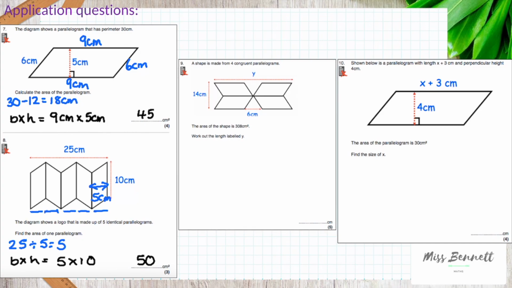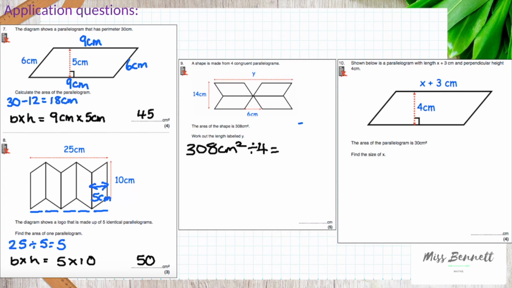On to the third question. A shape is made from 4 congruent parallelograms. This tells us that all the shapes are the same size, they all have the same size measurements. The area of the shape is 308 centimetres squared. Work out the length labelled y. If we know the whole area is 308 and that 4 of them are making up this, then what I can do is take the whole area of the shape and share it between the 4 shapes. That's going to tell me the area of one of the shapes.